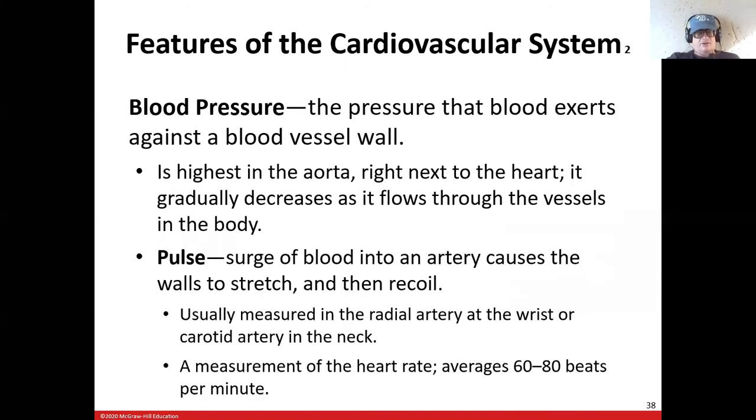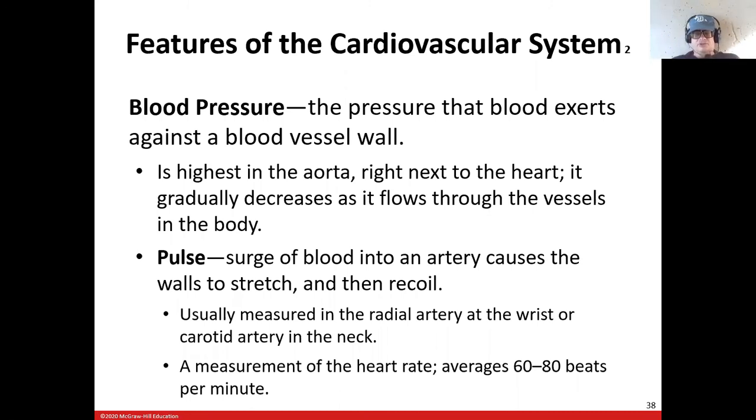All right, moving on. So blood pressure is the pressure of the blood against a blood vessel. And it's highest in the aorta because you're closest to the heart. And it decreases as you move through the body. Pulse pressure is a surge of blood, okay? And the walls will stretch and then recoil. Obviously, we have some arteries that are super elastic and they stretch really well. We tend to measure pulse at the radial artery in the wrist or carotid artery in the neck.